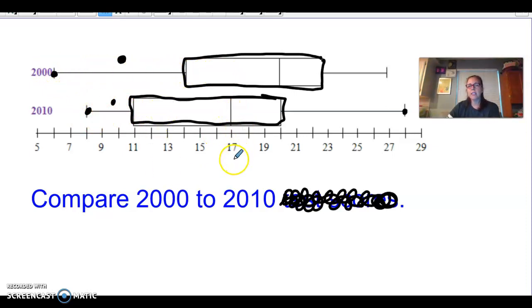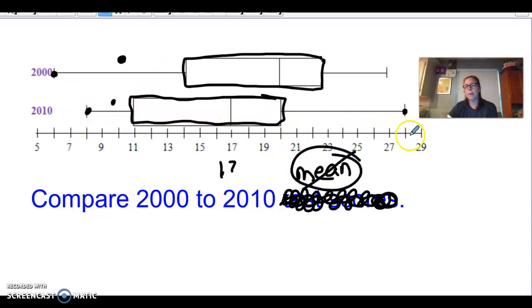If I said what's the median of 2010, you'd say 17. If I said what's the median of 2000, you'd say 20. You can find the median. You could find the range, biggest number minus smallest number. You could not find the mean, because we don't know what all the numbers are. We only know what 5 of them are. We don't know what all the data points are. We only know the median of them. All right?